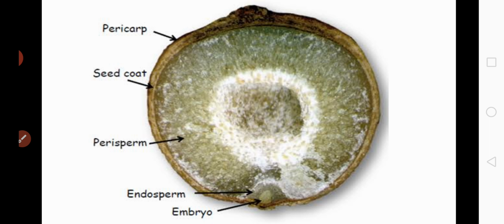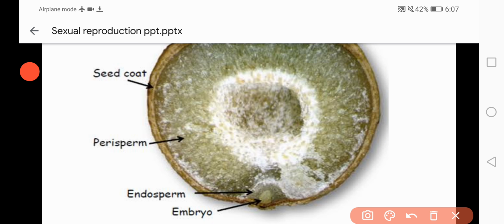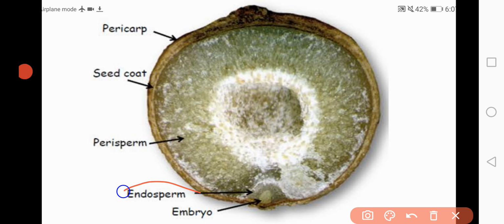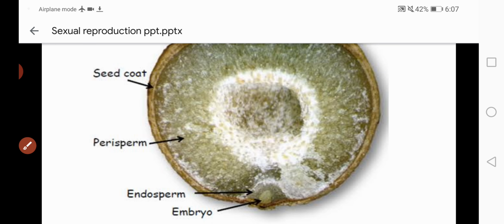This is the image of a beet, where you can clearly observe the endosperm tissue as well as the perisperm tissue. Perisperm is nothing but the remnant of nucellus, or residual nucellus. So these are about the perisperm.